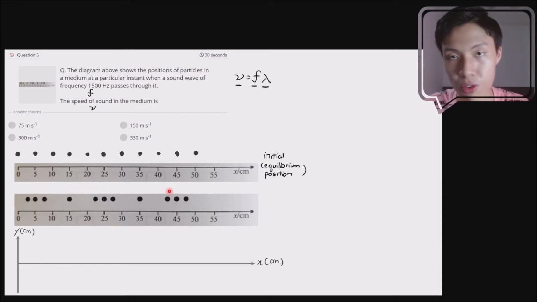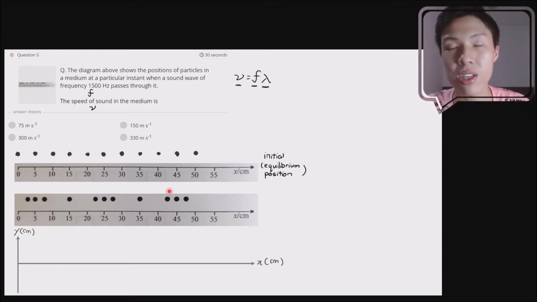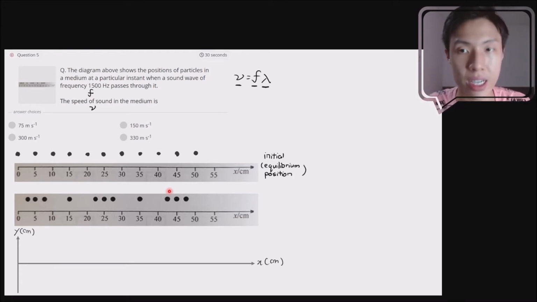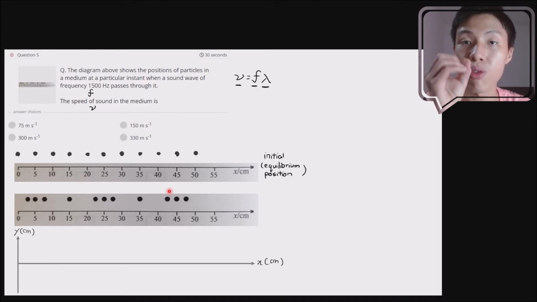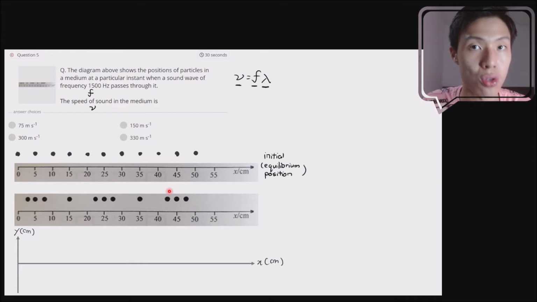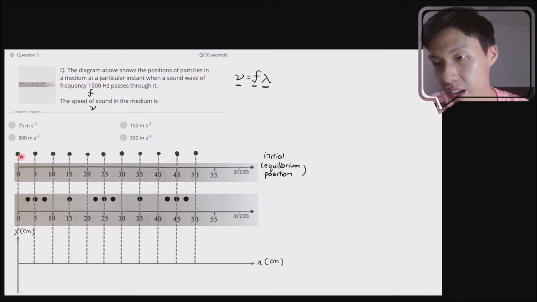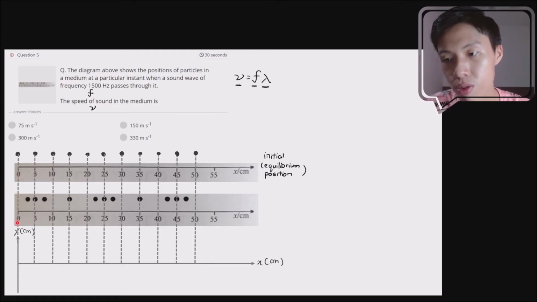If it's moving to the right, we call it a positive displacement, or positive y. If the particles move to the left, we call it a negative displacement, or negative y. If the particles remain at their position, then y will be equal to 0. Okay, so let's draw lines. We draw dotted lines so that we can see clearly whether it moves to the left or to the right.